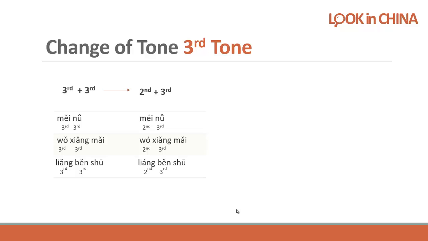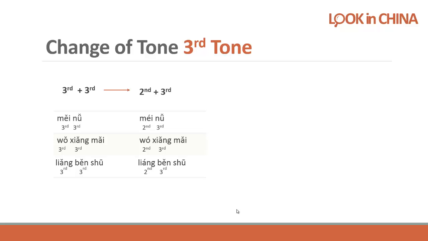So let's look at the second example. 我想买. We have 3 tones all put together. Now, usually you would just take the first pair of the 2 third tones together and change the first one to a second tone. So you get 我想买.